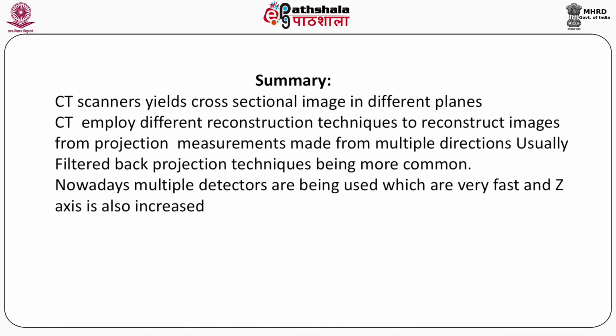The summary is that CT scanner yields a cross-sectional image in different planes. CT employs different reconstruction techniques to reconstruct the image from projection measurements made around the body, taking multiple directions. Usually filtered back projection techniques are used. Some of the CT scanners nowadays are using iterative methods. Nowadays multiple detector CTs are increasingly being used. We have 64, 128 slice, 256 slice, and 512 slice CT scanners increasingly being used.